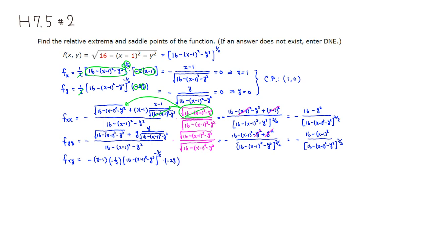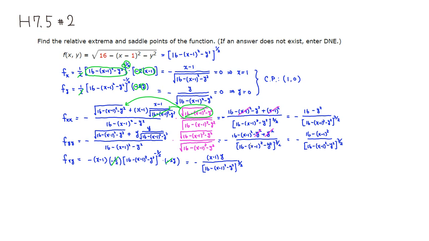So we got that, then we can cancel the negative 1/2 and the negative 2. And that's about it. The negative sign is in front still, so you have x minus 1 on top, and we also have y. On the bottom, you have 16 minus (x minus 1) squared minus y squared, raised to the 3/2 power. All right, so we got everything we need.